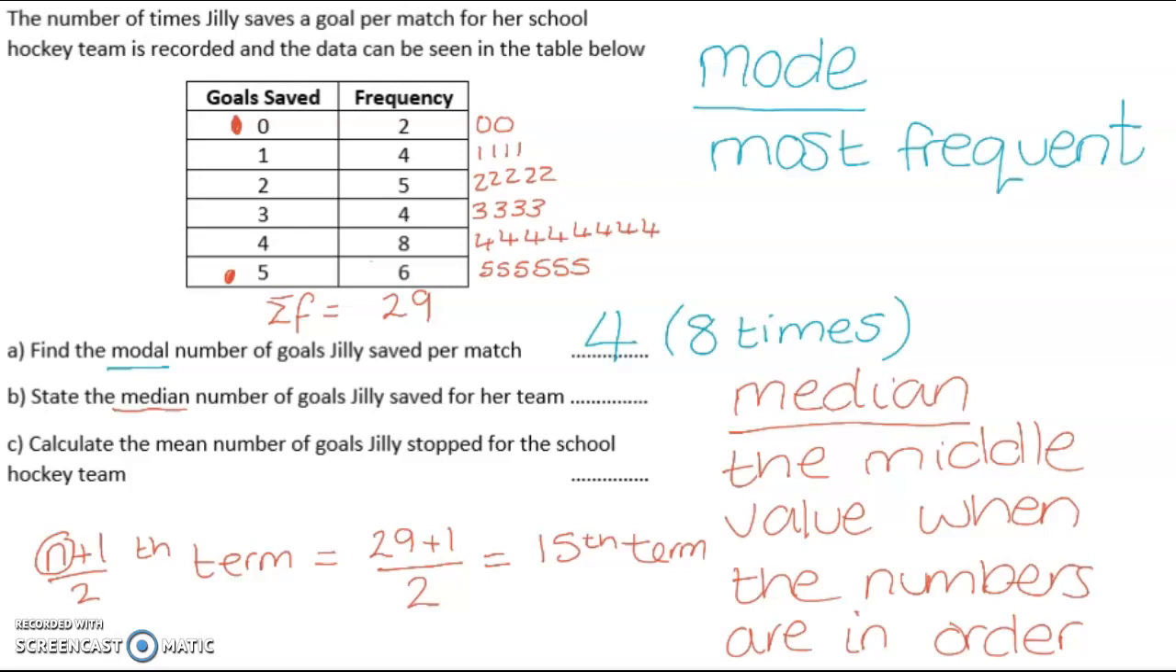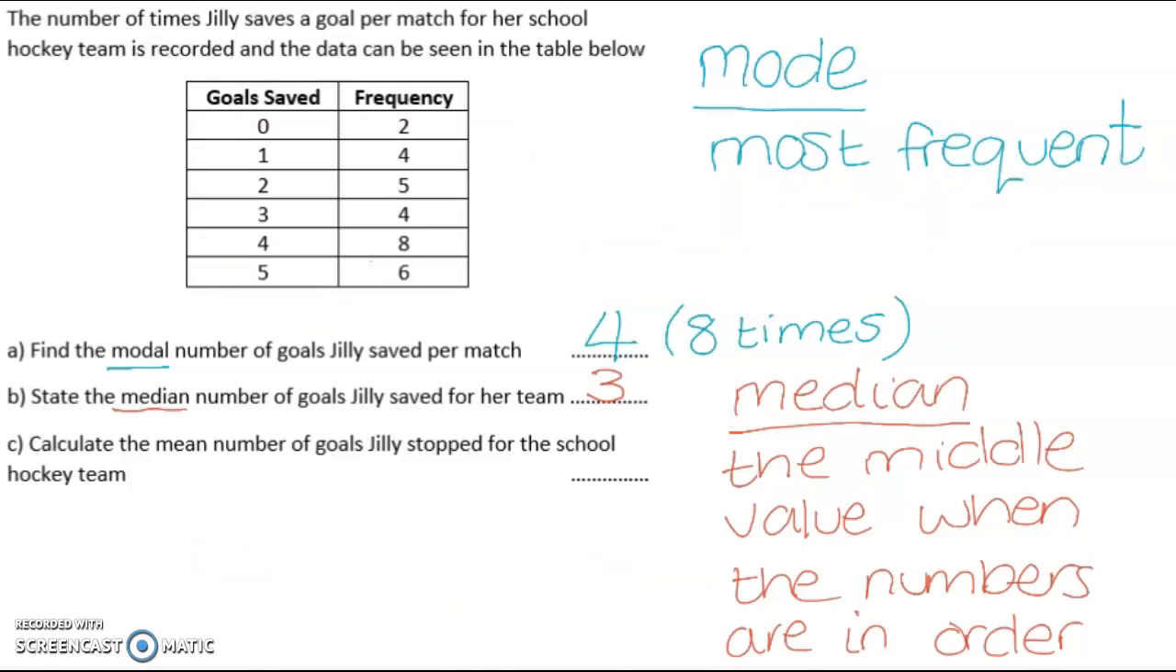I want to find the 15th term. So let's look. 1, 2, 3, 4, 5, 6, 7, 8, 9, 10, 11, 12, 13, 14, 15. My 15th term is the median, and that is a number 3. The median number of goals Jilly saved for her team was 3.